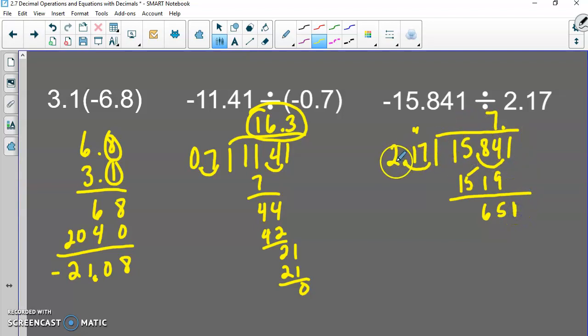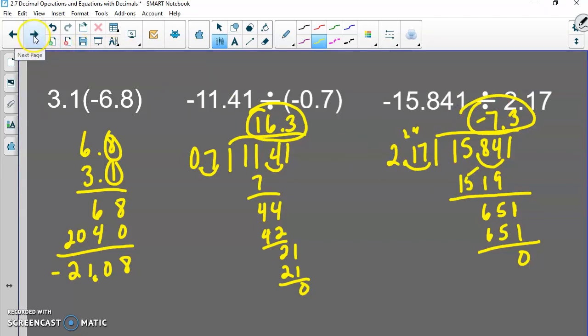Okay, let's look. 2 goes into 6 3 times, so we're going to try 3. 3 times 7 is 21. Carry the 2. 3 times 1 is 3, plus 2 is 5. And guess what? 3 times 2 is 6. And it works out nicely. Okay, we have one negative, so our answer is definitely negative 7.3. That's multiplication and division.